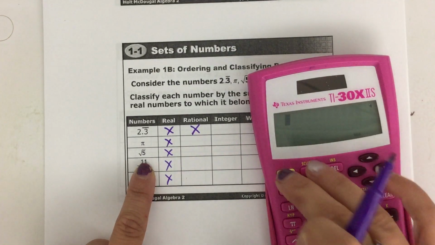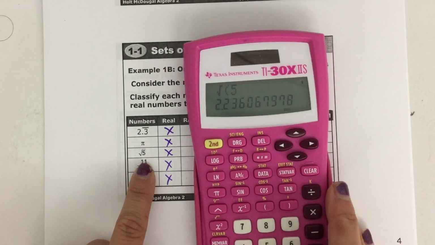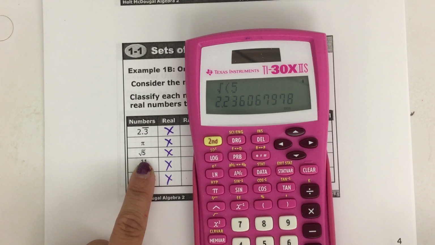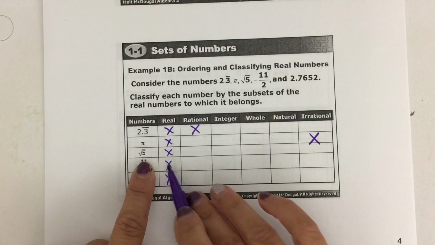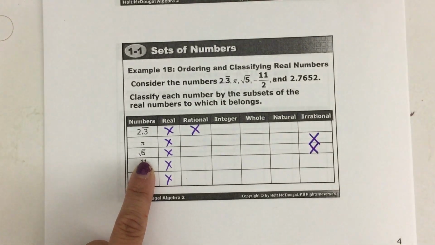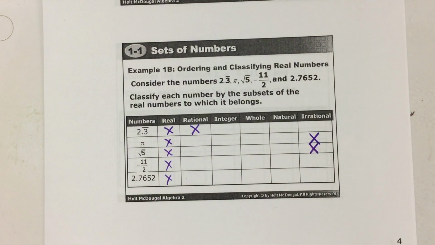Square root of 5. If I look at the square root of 5 on my calculator, same thing. Look at that. It fills up the entire thing. The decimal is 2.236067978. There's no pattern. I have no idea what's next. Yes, it's real, but it's irrational. And if it's irrational, it can't be anything else.